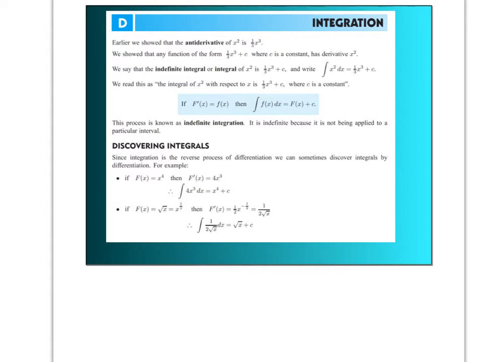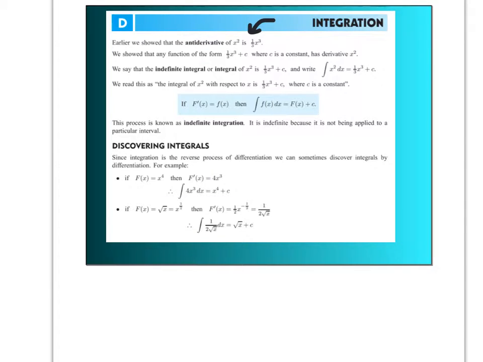Okay, so integration. Earlier we showed that the antiderivative of x squared is 1/3 x cubed. We showed that any function of that form, where c is a constant, has a derivative of x squared. We say that the indefinite integral, or integral, of that x squared is 1/3 x cubed plus c. And we write that the integral of x squared equals 1/3 x cubed plus c. We read this as the integral of x squared with respect to x is 1/3 x cubed plus c.